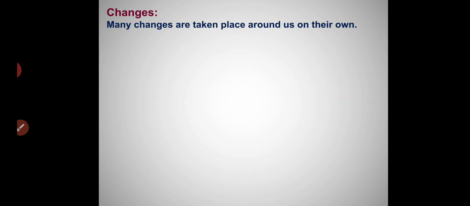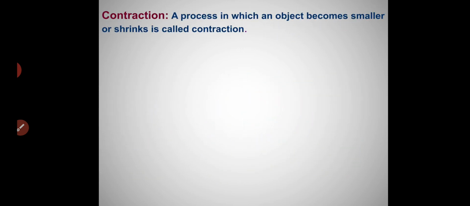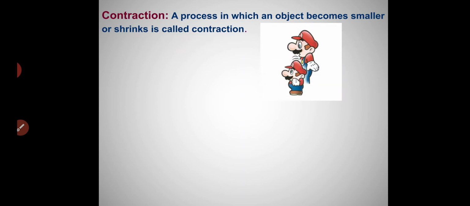Now, many changes take place around us on their own. So, this is the growing of flowers, blooming and withering of flowers, right? Contraction: the process in which an object becomes smaller or shrinks is called contraction. For example, now in the computer we can see a person become small, right? This is nothing but contraction.